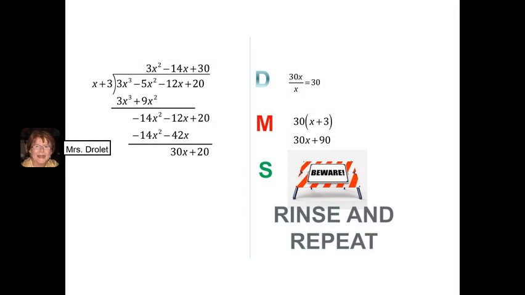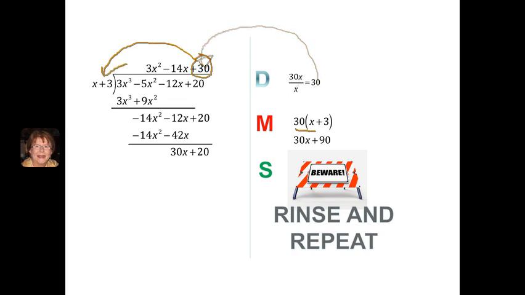So I start over again. I rinse and repeat. I'm going to do division, multiplication, and subtraction. So I start my division. 30x divided by x. I place it here, and I'm careful. X divided by x eliminates. I'm left with 30. Where do I place that result? I place it on top of the division sign. Then I'm going to multiply that latest result by the divisor.